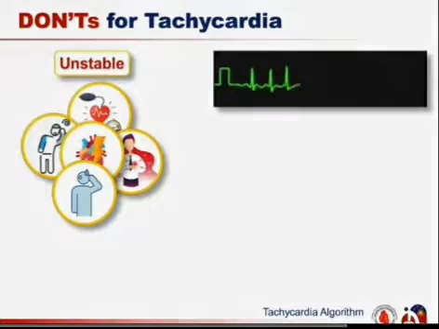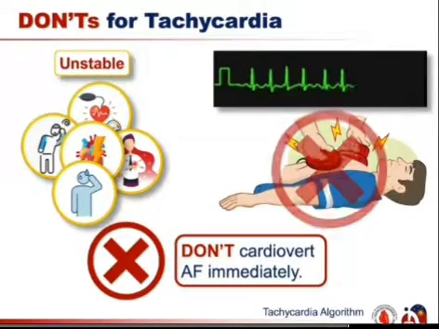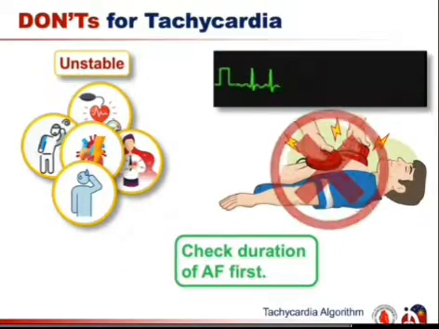For unstable fast atrial fibrillation, you do not cardiovert haphazardly. You check first on the duration of AF before deciding whether or not to go for cardioversion. That is to prevent an embolic event in cases of chronic atrial fibrillation.